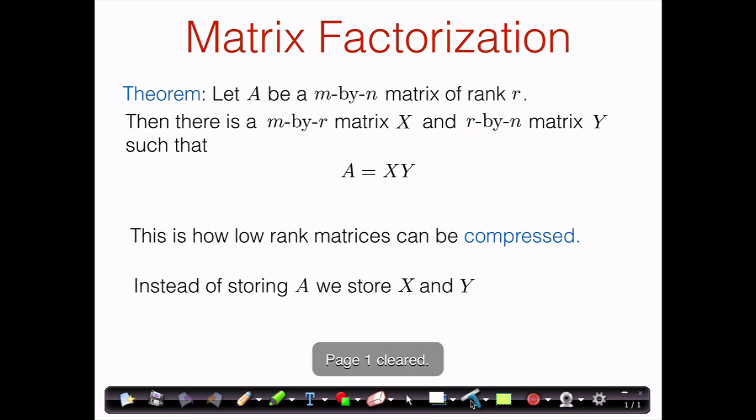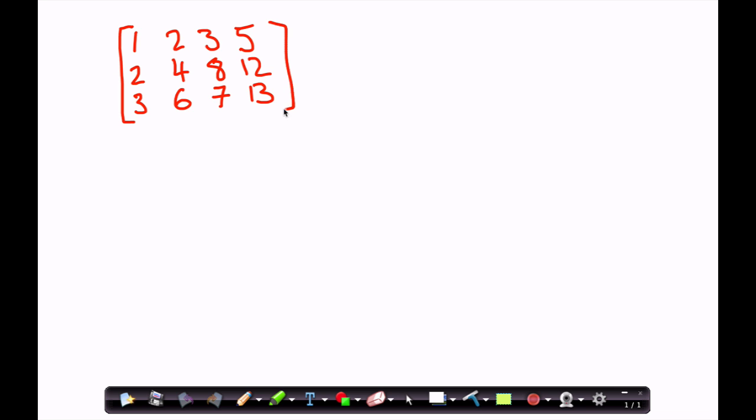Okay, so let's go ahead and see how this theorem works. I'm just going to illustrate this theorem with an example. So A is the matrix whose first row is 1, 2, 3, 5. Second row is 2, 4, 8, 12. And the third row is 3, 6, 7, 13. Okay, so this is our matrix A.